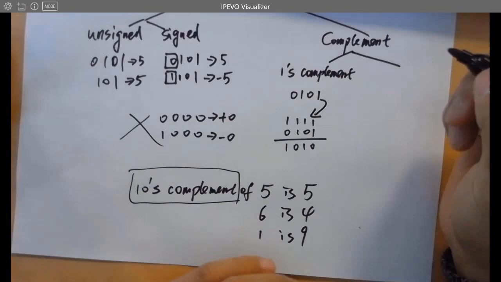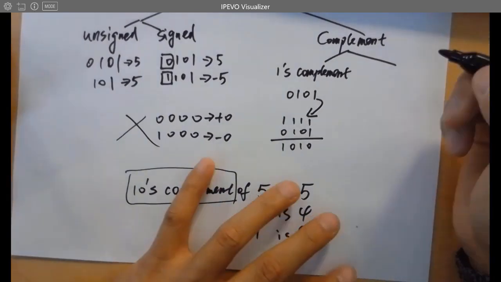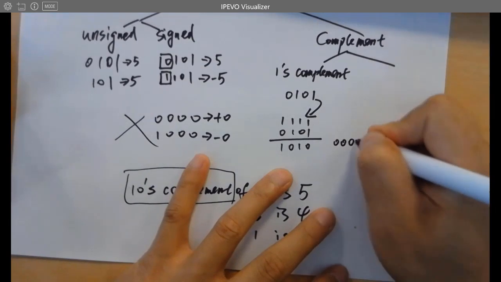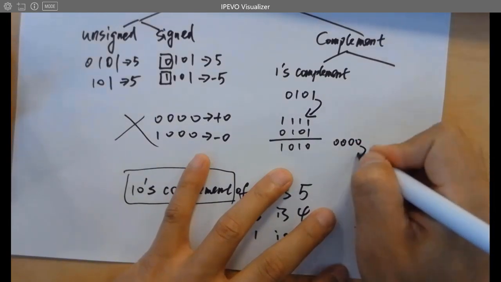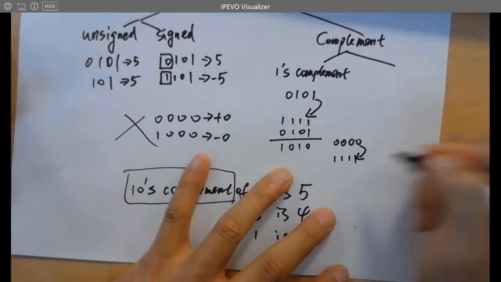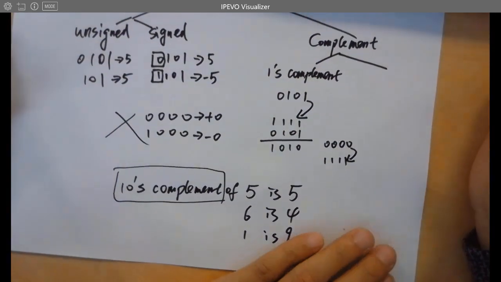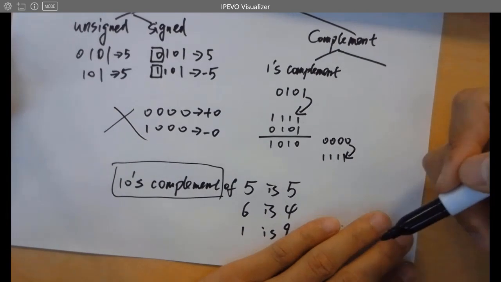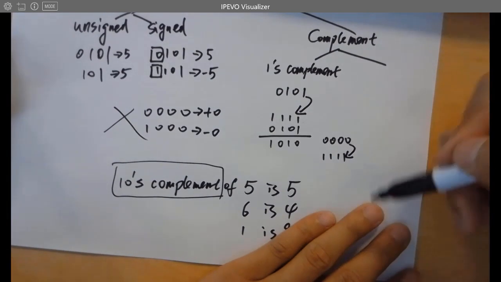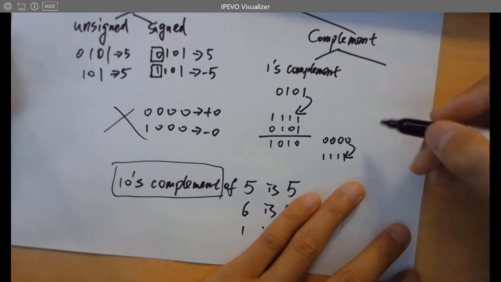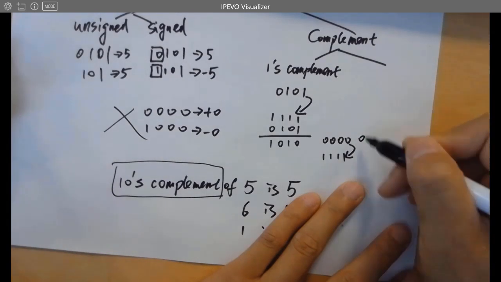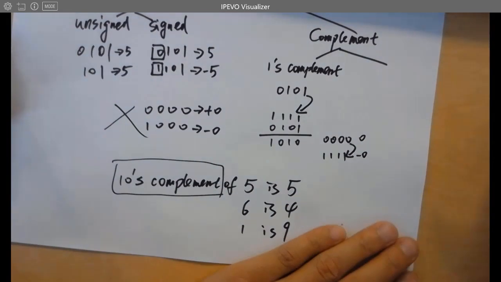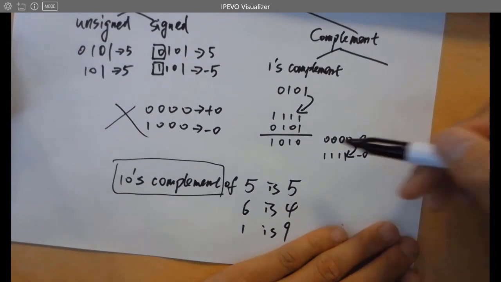So now here's a problem. What about this? 0, 0, 0, 0, and its 1's complement is 1, 1, 1, 1, right? You have two different binary numbers that are actually representing the same number. That's 0, and that's minus 0 or something. They are the same number, but you have two binary numbers.